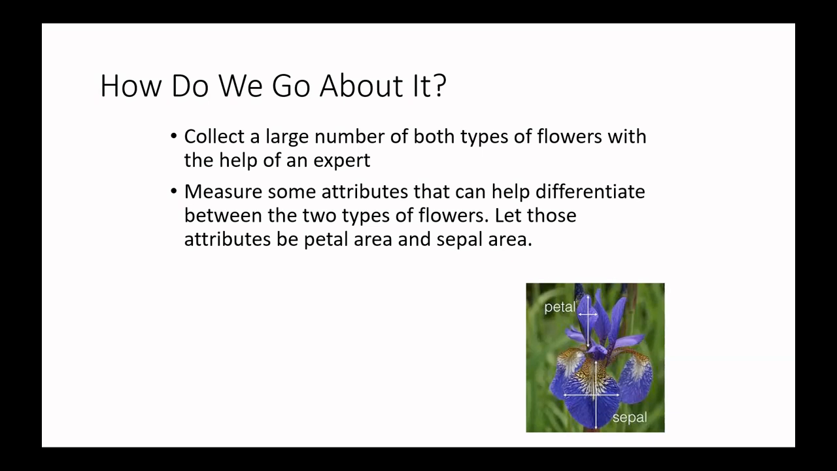At the end of this process, what you have is a collection of examples. Every example has two attributes or two features, which are the petal and sepal areas. And then there is a third component associated with every example, which identifies whether that example is of flower type A or flower type B. So that becomes your training data.